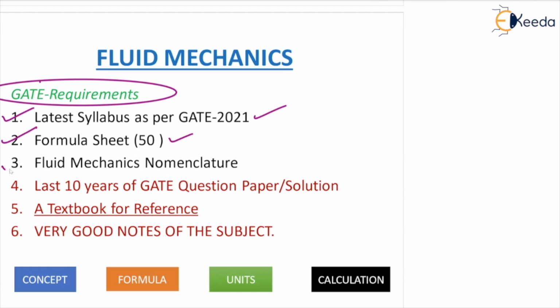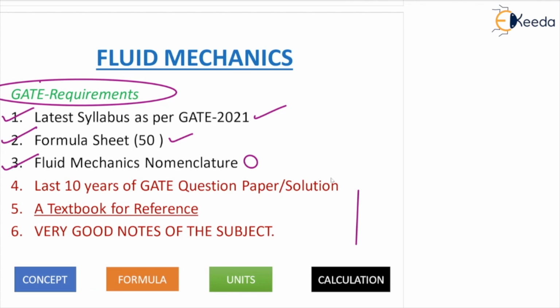Third one is fluid mechanics nomenclature. This nomenclature sheet is very important because it will tell you about the important terms and symbols present in the subject fluid mechanics, and also the units will be mentioned in that sheet. So there's a nomenclature sheet for fluid mechanics. And these last three are really very important as they are written in red color.